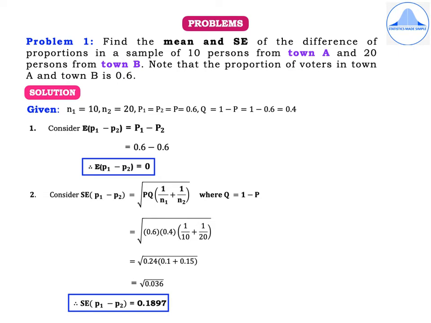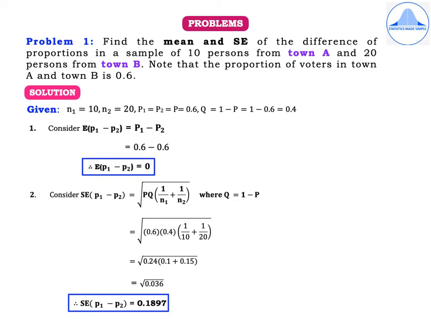Problem 1. Find the mean and standard error of the difference of proportions in a sample of 10 persons from town A and 20 persons from town B. Note that the proportion of voters in town A and town B is 0.6. So let us understand the problem first.